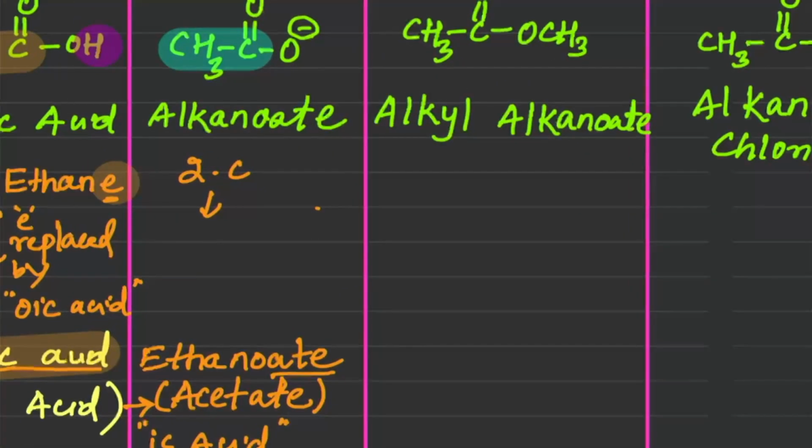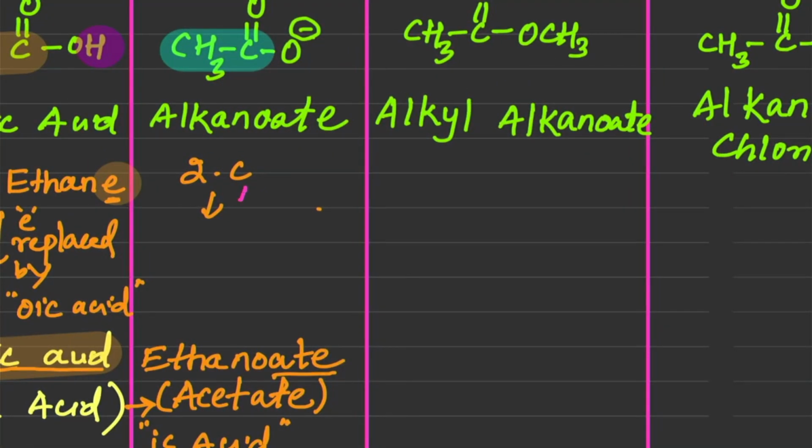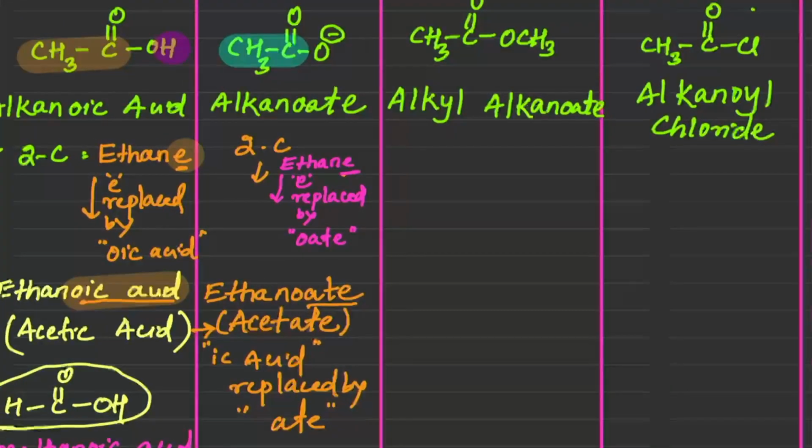So you can start with 2 carbon atoms. So 2 carbon atoms is ethane. And then the E is replaced by whichever side you prefer. E replaced by OATE. So you can see here the E is gone and now it becomes ethanoate. Okay, so whichever side you want to go for, that's up to you. I usually go from here to here because it's an ethanoic acid derivative, so that's easier.